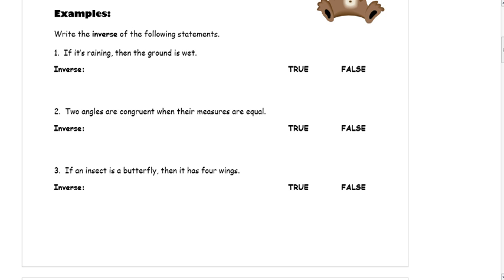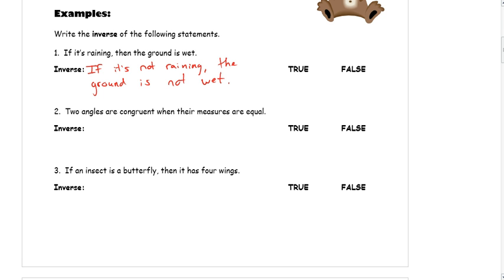Write the inverse of the following statements. If it's raining, then the ground is wet. Okay, so all we're going to do is change both of these to a not. So we're going to negate. So we're going to say if it's not raining, the ground is not wet. Okay, you think about it. If it's not raining, the ground is not wet.